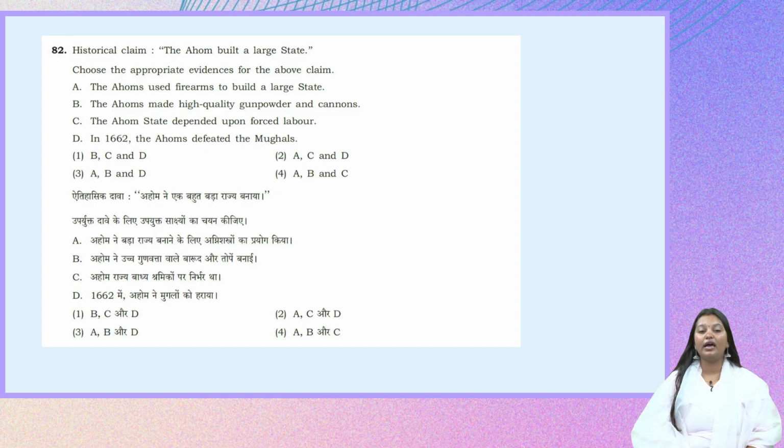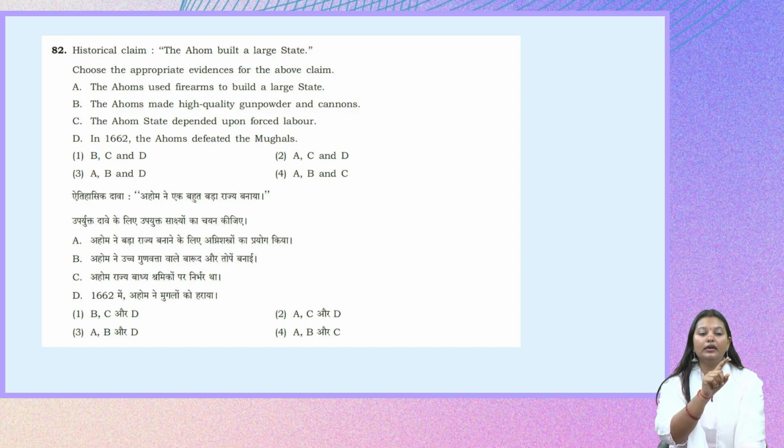The Ahoms used firearms to build a large state. The Ahoms made high quality gunpowder and cannons. The first statement and the second statement are very close. They are talking about the use of firearms to build a large state and about high quality gunpowder and cannons in order to establish themselves. The third statement is the Ahom state depended upon forced labor. And the fourth option that you see in front of you is, in 1662, the Ahoms defeated the Mughals.